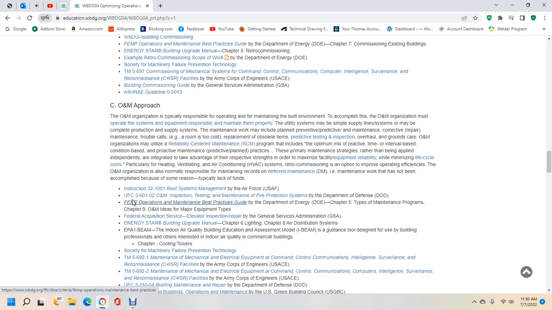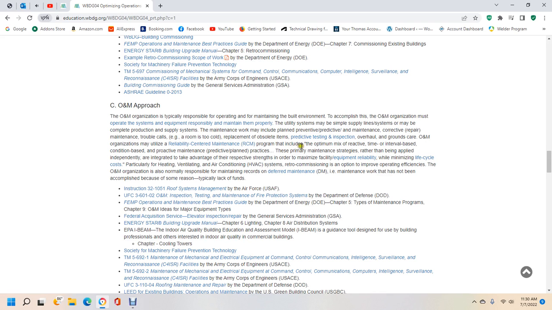Operation and maintenance approach. The operation and maintenance organization is typically responsible for the operation and maintenance of the built environment. To accomplish this, operation and maintenance must operate the systems and equipment and be responsible for the maintenance of the property and the utility systems, from supply through the complete production and supply system. Maintenance work may include preventive and predictive maintenance and corrective repair, trouble calls, replacement of obsolete items, predictive tests, inspection, and overall grounds care.